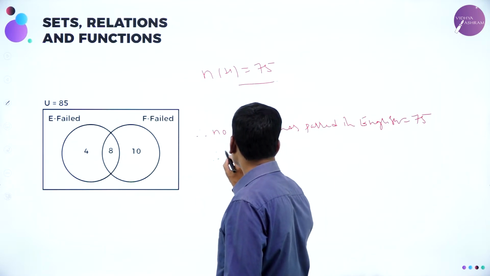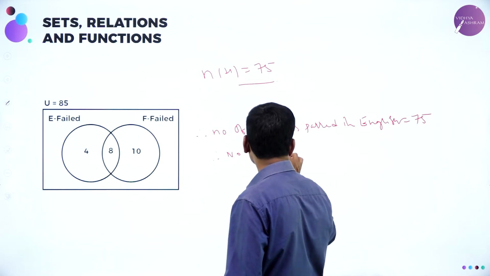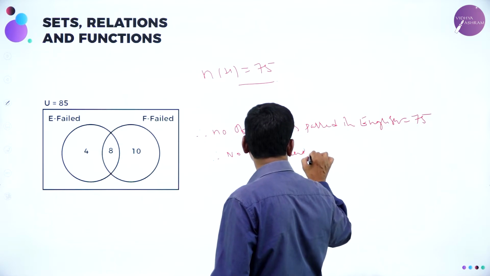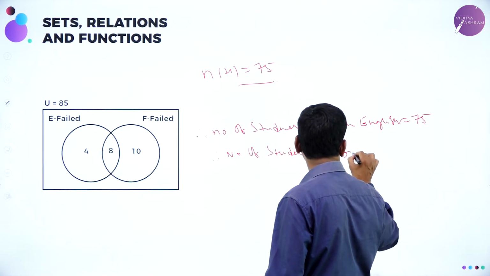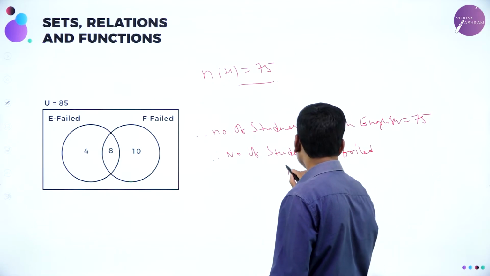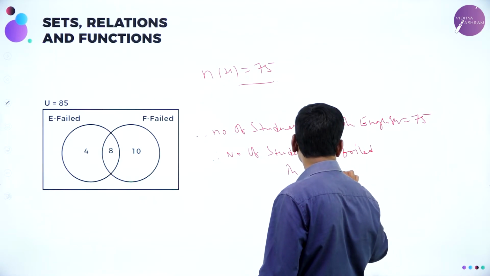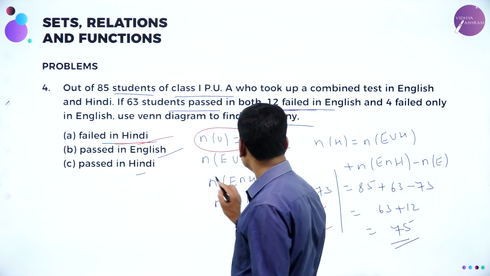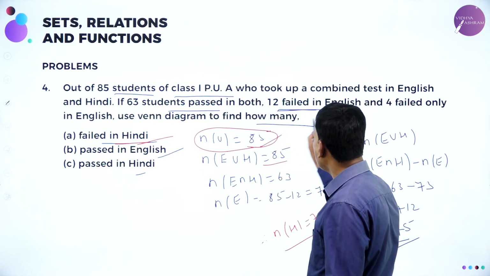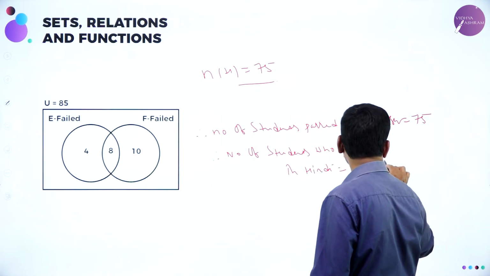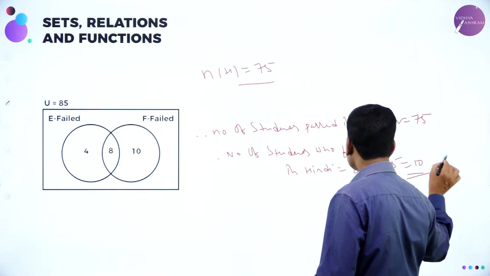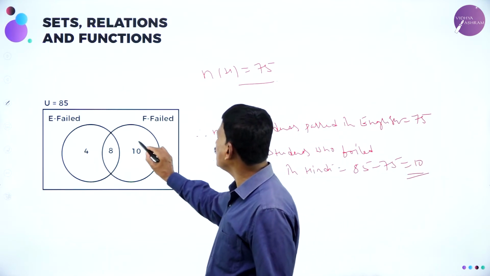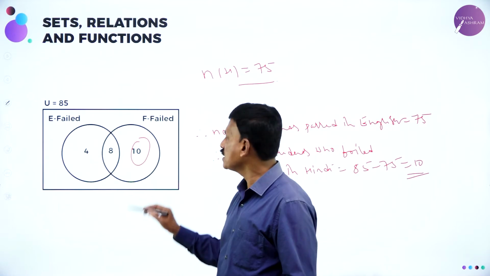Now the number of students who failed in Hindi is, how many students are there? The number of students is 85. 85 minus 75 is equal to 10. So the number of students who failed in Hindi is 10. So let us represent here.